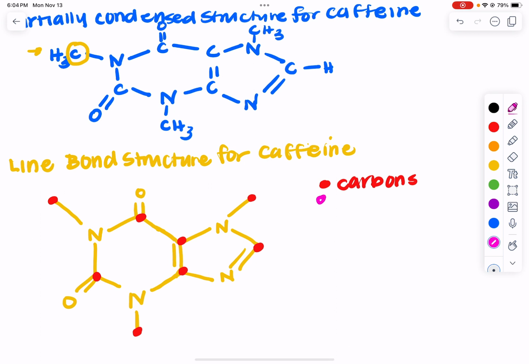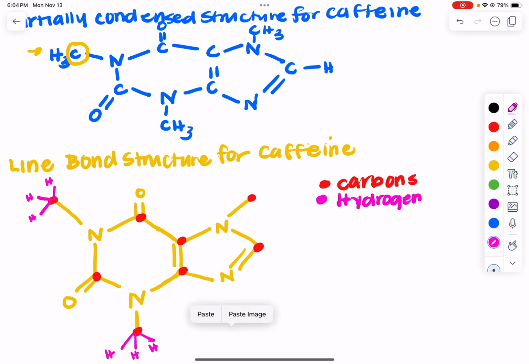And I'm going to use pink for my hydrogens because those are not drawn. There is one bond coming from this carbon over here, which means we know that there has to be an unwritten 3 H's here. This carbon has 4 bonds. It's good. This carbon should have 3 H's as well, because there's only one bond.